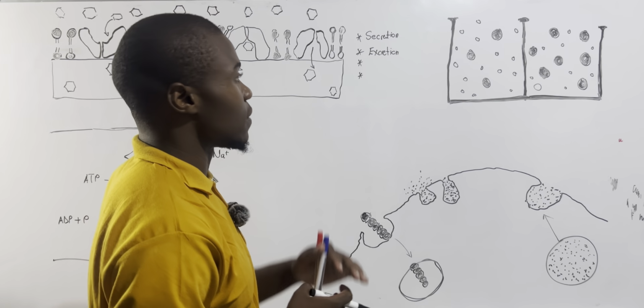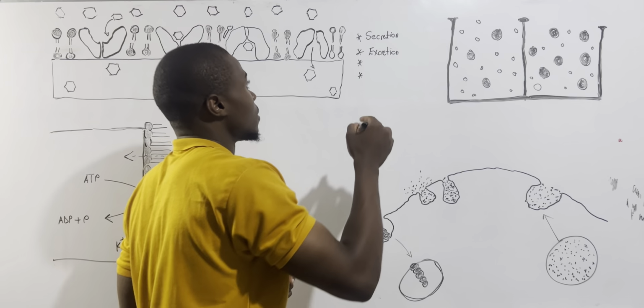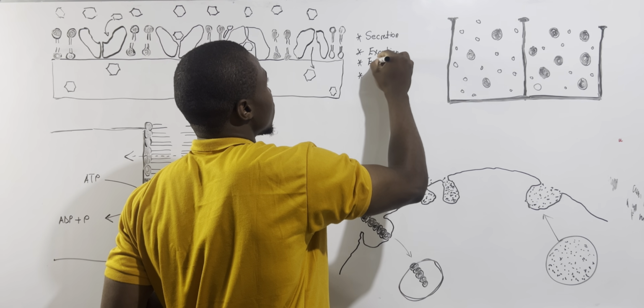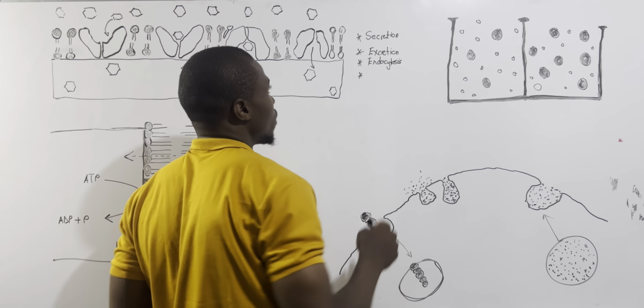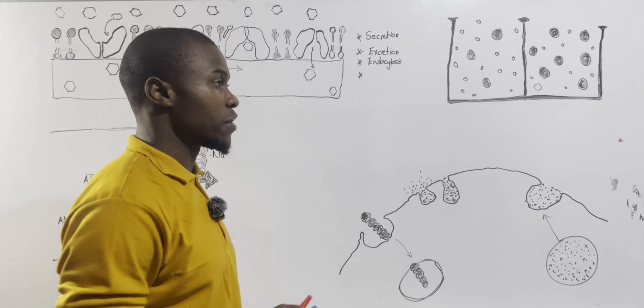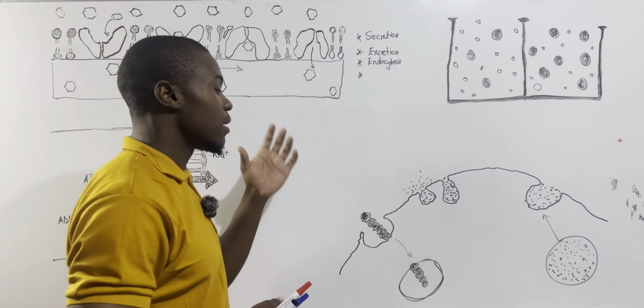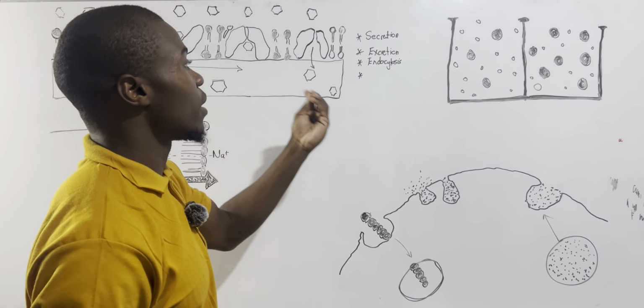For example, when the cell undergoes processes like apoptosis, or cell destruction, it also needs to excrete those waste substances. There are also substances moving into the cell. This process is called endocytosis, whereby the cell takes in substances from outside, like nutrients. It's also a reason why the membrane is selective.